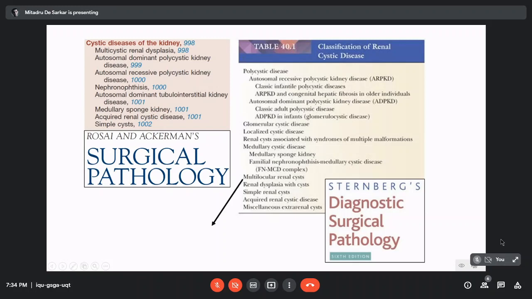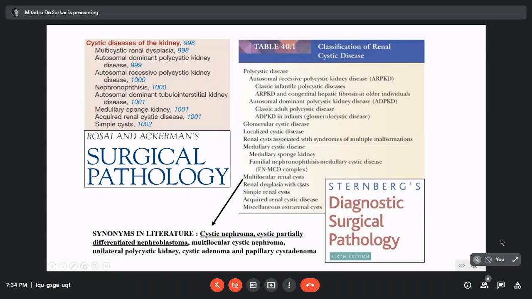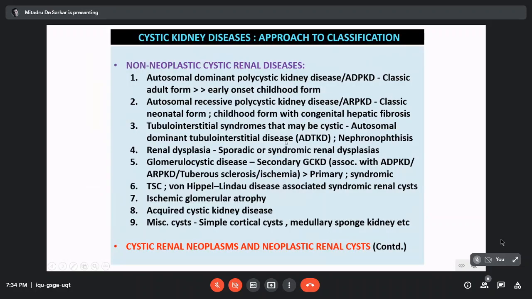However, you come across this entity called multilocular renal cysts. If you look at the standard textbooks as well as the literature available now, you won't find this particular entity. But if you do a literature search through Google, you will come across entities like cystic nephroma and cystic partially differentiated nephroblastoma, both of which are actually tumoral entities. So we see that Sternberg has also included the tumoral category within the classification of renal cystic disease. This is actually the approach which is even given in the standard uropathology texts.